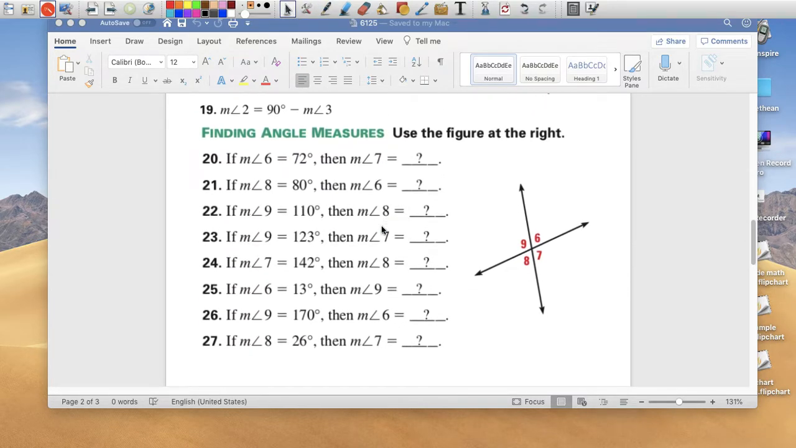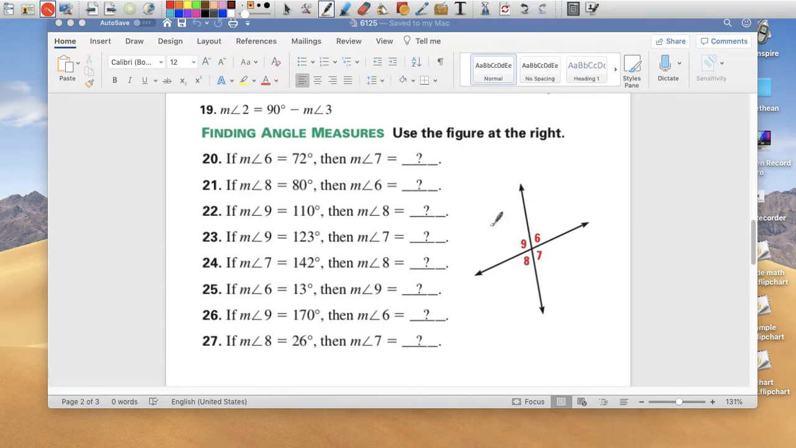If angle 6 is 72, how much is angle 7? This is 72 degrees. I know this whole thing is supposed to be 180, so it would be 108. If angle 8 is 80 degrees, how much is angle 6? Well, angle 6 is on the opposite side, so that's also 80, vertical angles. Angle 9 is 110. How much is angle 8? If this is 110, this has to be 70, because this is 180.